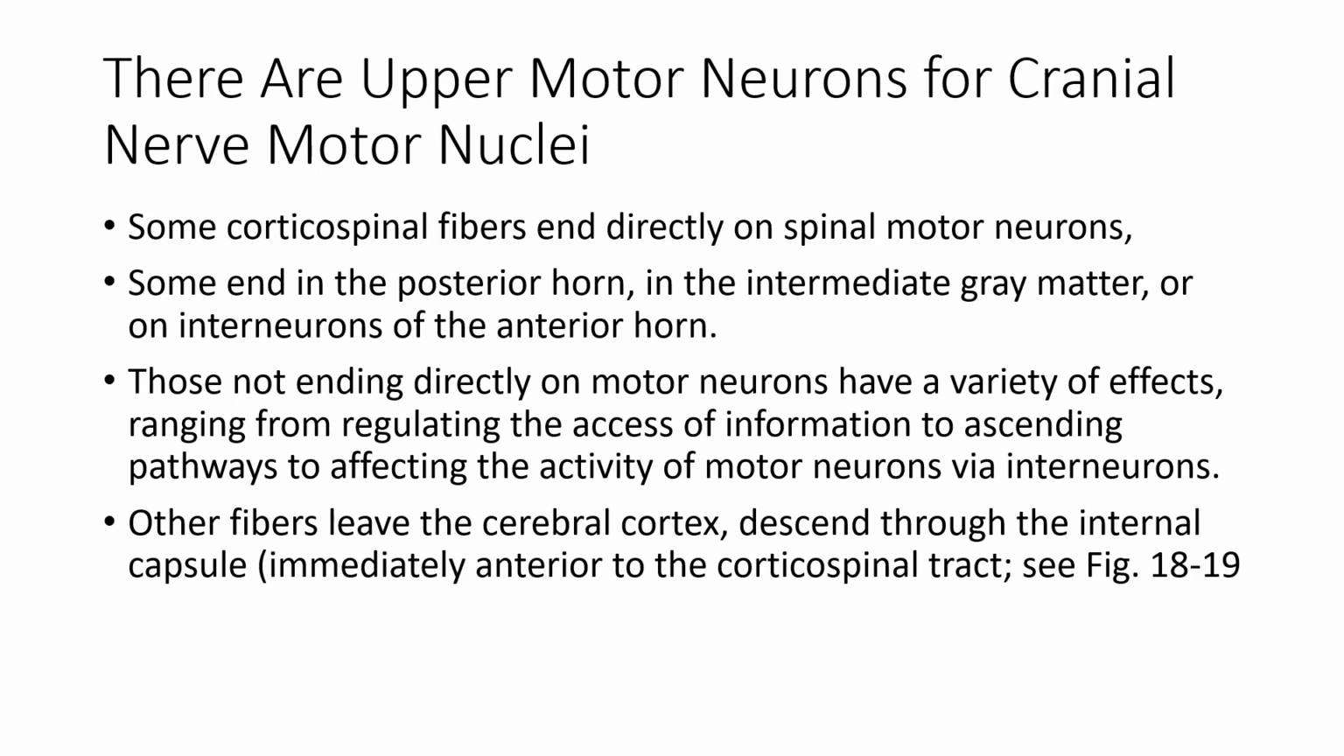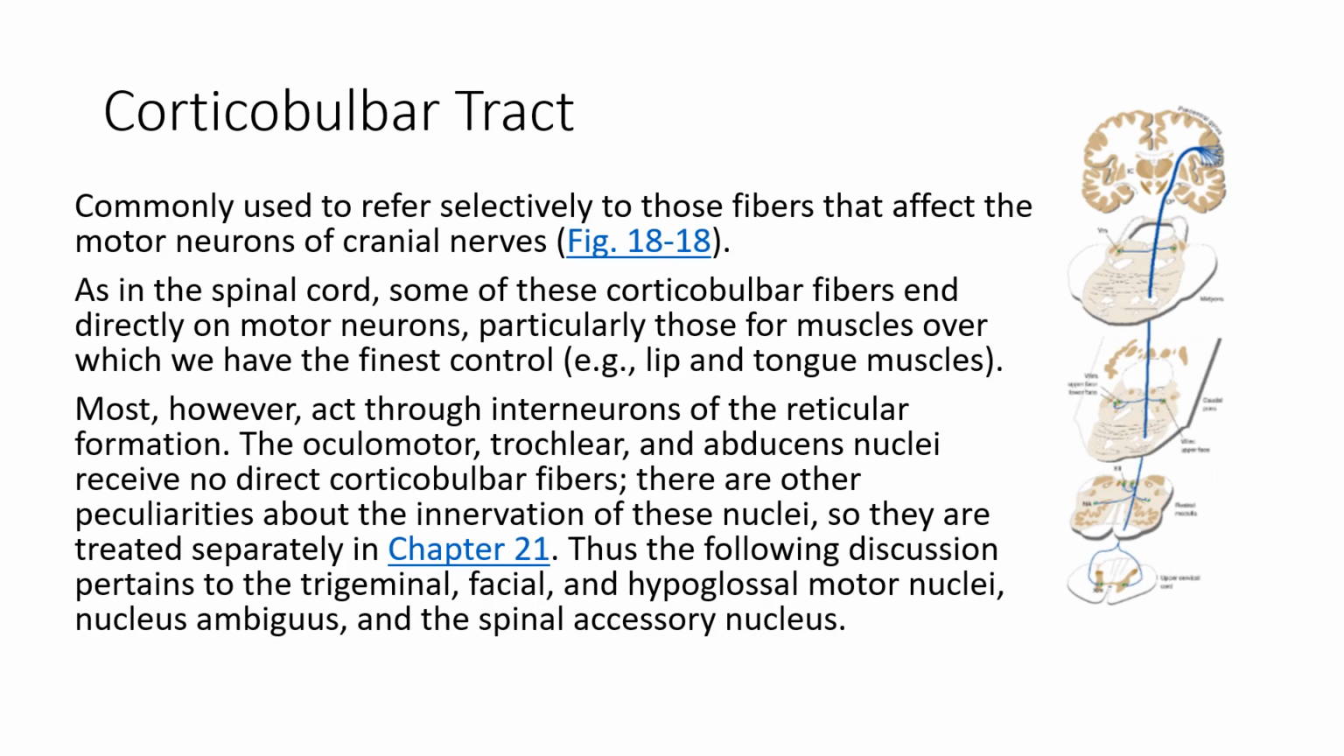So some corticospinal fibers end directly on spinal motor neurons. Some end in the posterior of the dorsal horn and the intermediate gray matter, or on interneurons of the anterior horn. Those not ending directly on motor neurons have a variety of effects, ranging from regulating the access of info to ascending pathways to affecting the activity of motor neurons via interneurons.